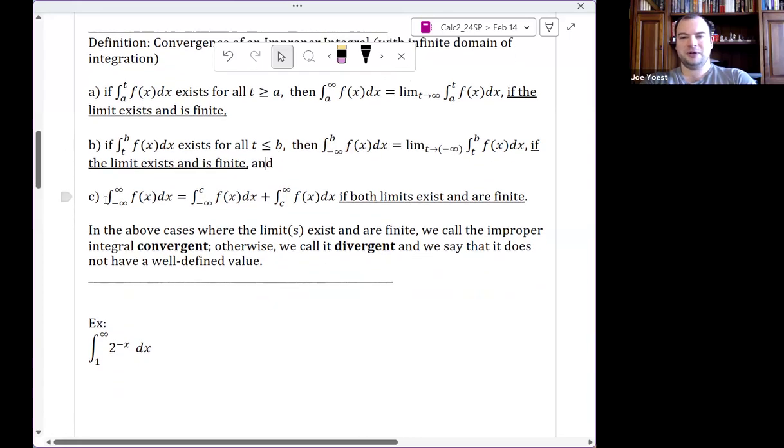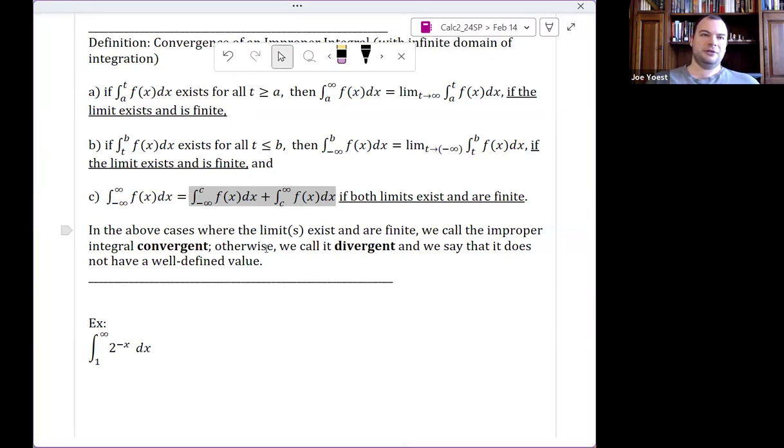And then lastly, what if we have a doubly infinite integral, a doubly infinite interval of integration, integral minus infinity to infinity f of x dx? Well, we interpret that as, well, we pick a number c that's a real number, and we split it into kind of a left infinite and a right infinite integral. And then we evaluate those both independently.